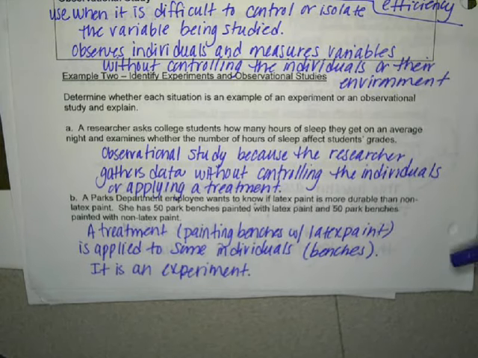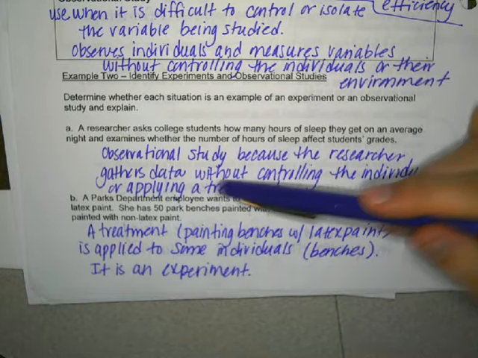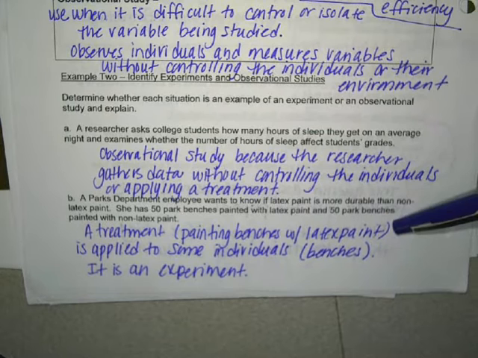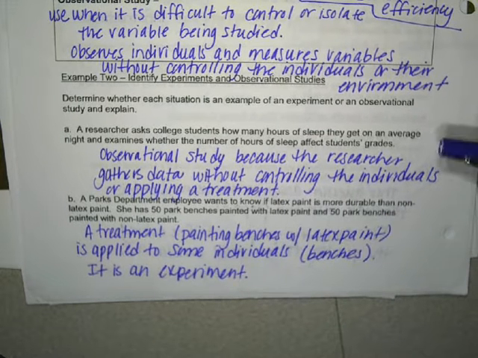For B, a Parks Department employee wants to know if latex paint is more durable than non-latex paint. She has 50 park benches painted with latex paint and 50 park benches painted with non-latex. Okay, so you're comparing 2 groups. The treatment, which is painting benches with latex paint, is applied to some individuals, the benches. This is an experiment. Okay. Next, controlled experiment.